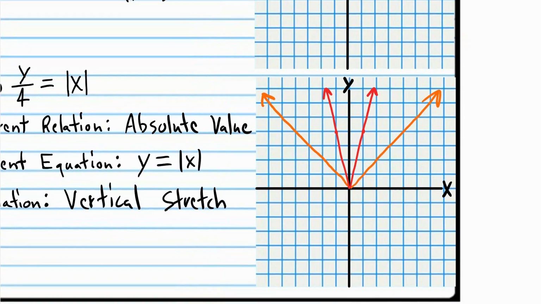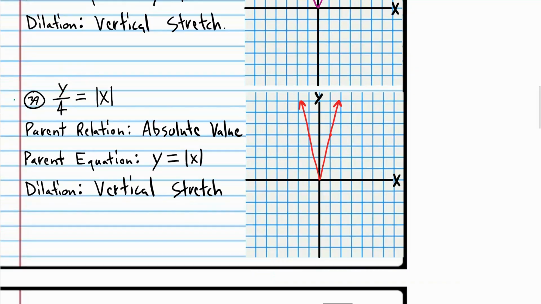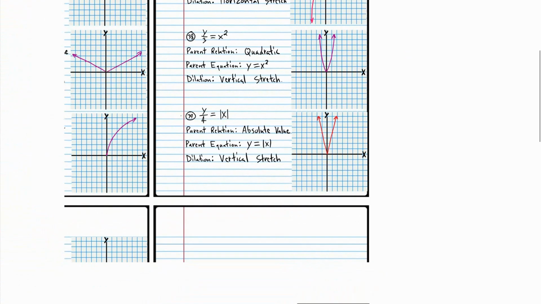So this was a vertical stretch, which means that we took that orange graph and we stretched it up, and it became the red graph. So if you got that answer, good job.